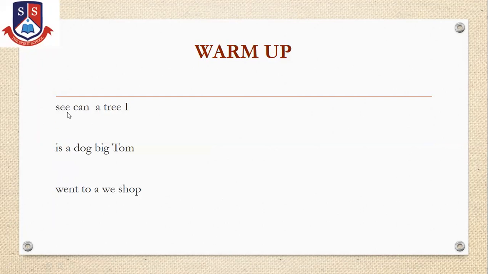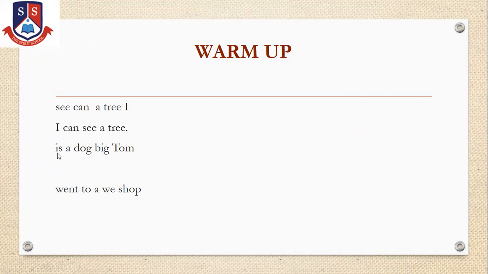First is see, can, a tree, I. Do you think these sentences are making any sense to you? Yes, can you organize these sentences? Yes, definitely. So what will be the proper and correct arrangement of the words for each sentence? I can see a tree.